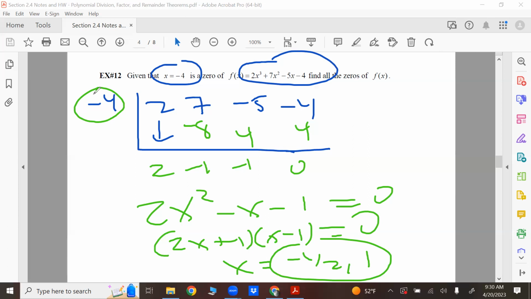And numerically, we know this makes sense because if you plug these numbers back in, you get 0, right? If you plug 1 back into the function, what do you get? 2 plus 7 is 9. -5, -4 is -9. 9 minus 9 is 0. I know this makes sense. So numerically it makes sense. Algebraically, I did it. And graphically, they cross the x-axis at those places.